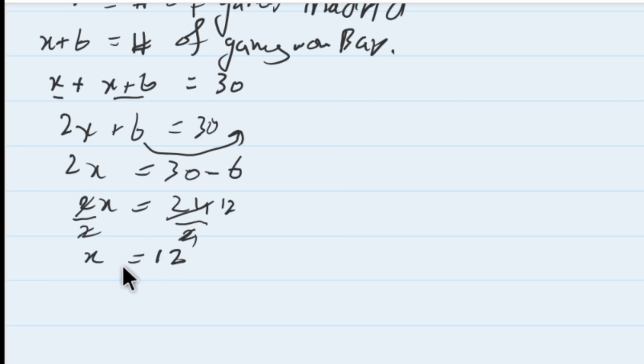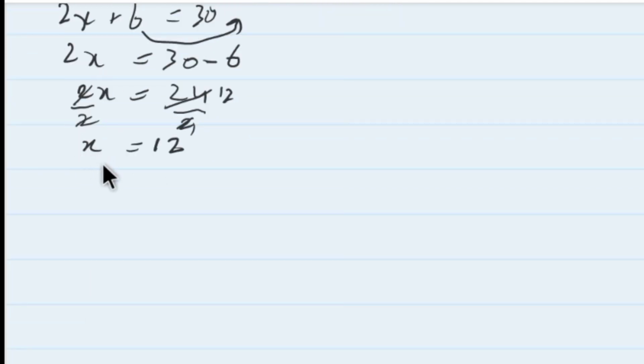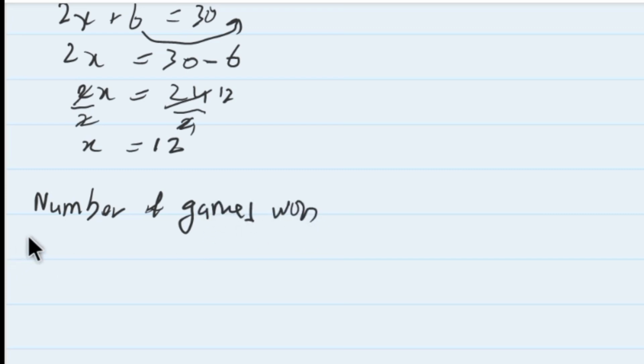So we have to write our answer in words. That was our last step. So x is equal to 12. What was x? X is the number of games won by Madrid. So we will write: number of games won by Madrid are 12.